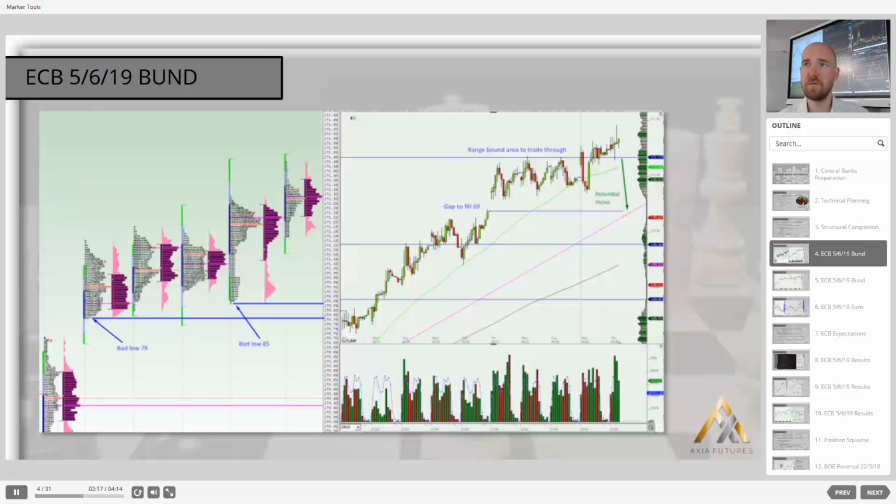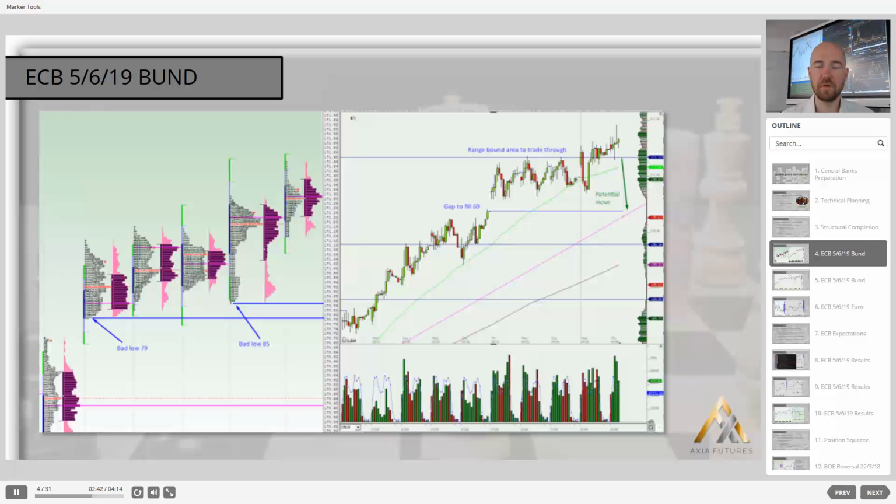And what you're looking for is a move back into the range established in the days in the run up to the ECB. So we've had the Friday, Monday and Tuesday, and even the majority of Wednesday, all sit in quite a tight range going into the ECB. Any movement back into that range below 170.117 starts to set up this opportunity to trade through those bad lows and down towards 69s.